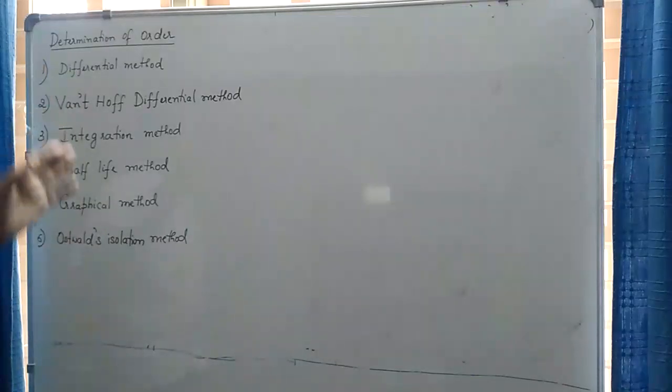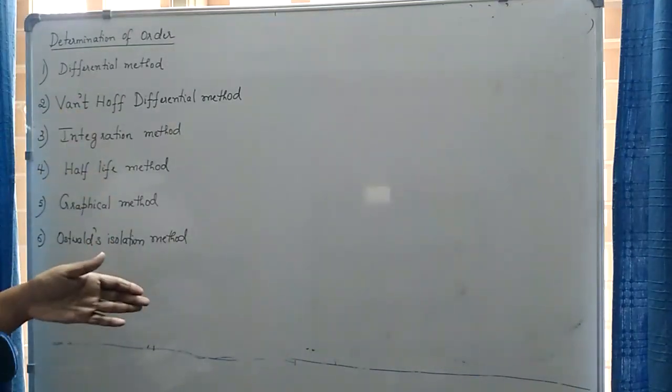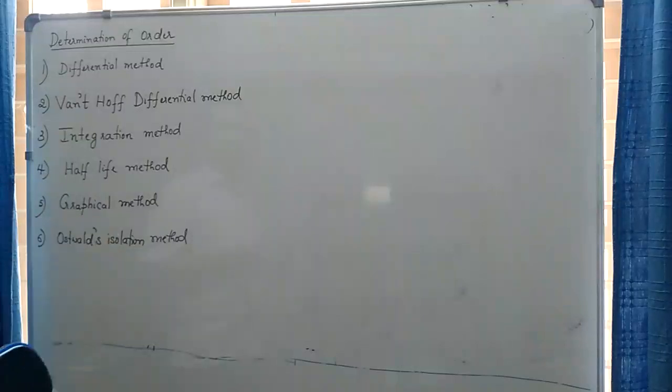So here I have listed some of the different experimental methods for finding the order of the reaction. These are not the only methods. If you follow any standard reference textbook of chemical kinetics, you can see other methods also, but we will restrict to these 6 methods. Okay, and remember that each method has its own advantage as well as disadvantage.